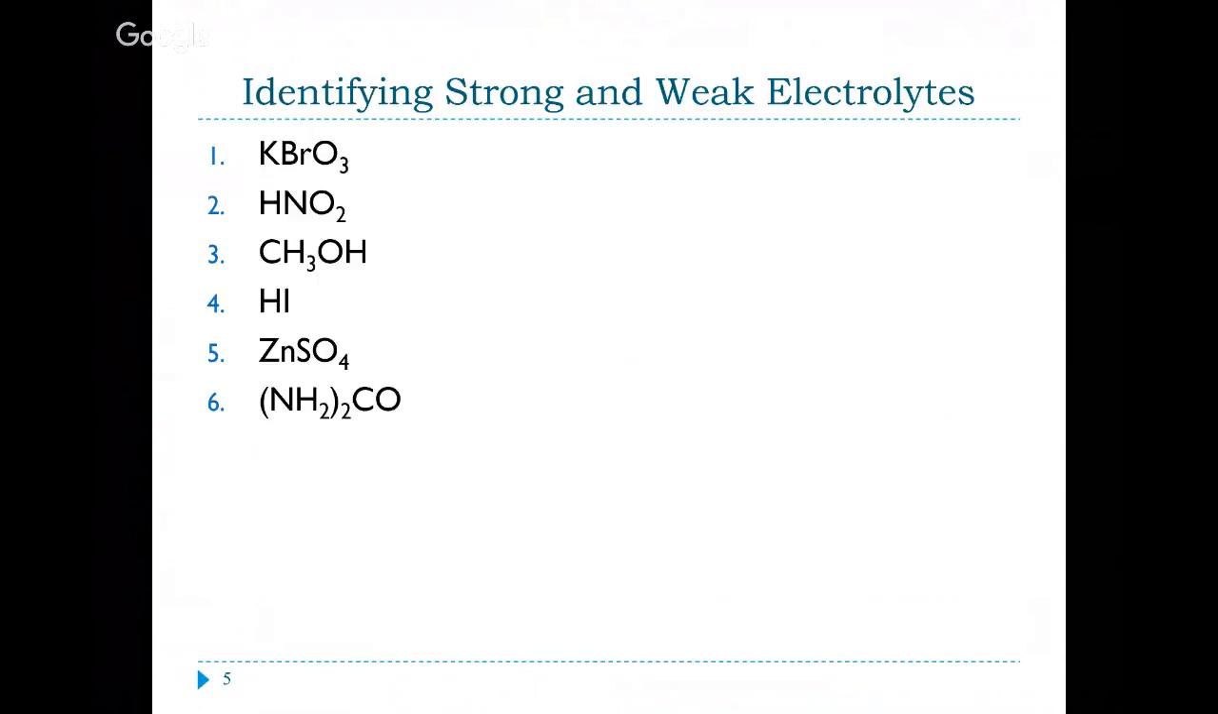So for review, strong electrolytes are any strong acid, strong base, or soluble compound. Your weak electrolytes are weak acids and weak bases. Your non-electrolytes would be molecular compounds.